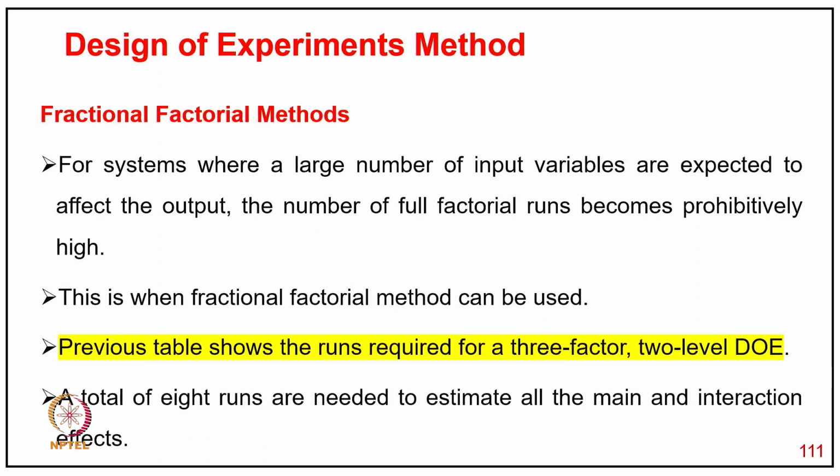So, coming to the fractional factorial method. For systems where a large number of input variables are expected to affect the output, the number of full factorial runs becomes prohibitively high. This is when the fractional factorial method can be used. The previous table shows the runs required for a 3-factor 2-level DOE. A total of 8 runs are needed to estimate all the main and interaction effects.